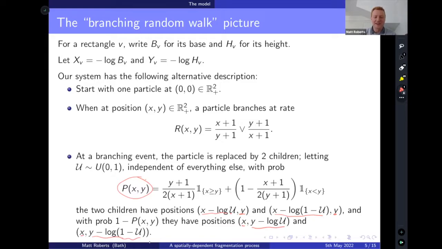The rate of jumping and the direction they jump in depends on their position. So it's not really a random walk. Maybe it'd be more accurate to describe it as a branching Markov chain with uncountable state space. But nevertheless, from force of habit, I'm going to refer to it as the branching random walk picture.